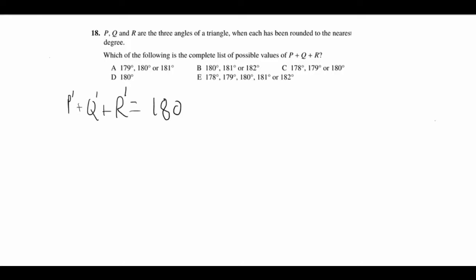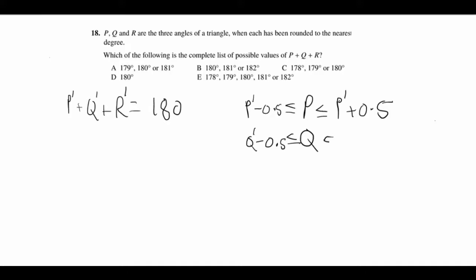So if you have an angle and you round it to the nearest degree, then that angle must at most increase by 0.5 or at most decrease by 0.5. So if we have the angle P, this must be greater than or equal to P dash minus 0.5, but also it must be less than P dash plus 0.5. And we can do the same for Q and R. So Q must be greater than or equal to Q dash minus 0.5 and less than Q dash plus 0.5.